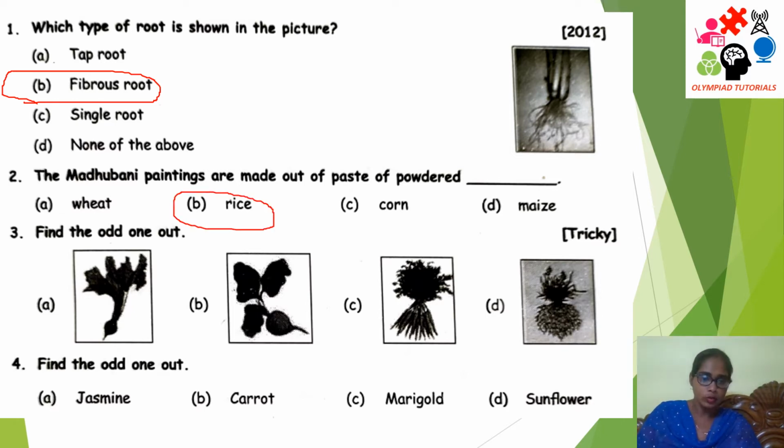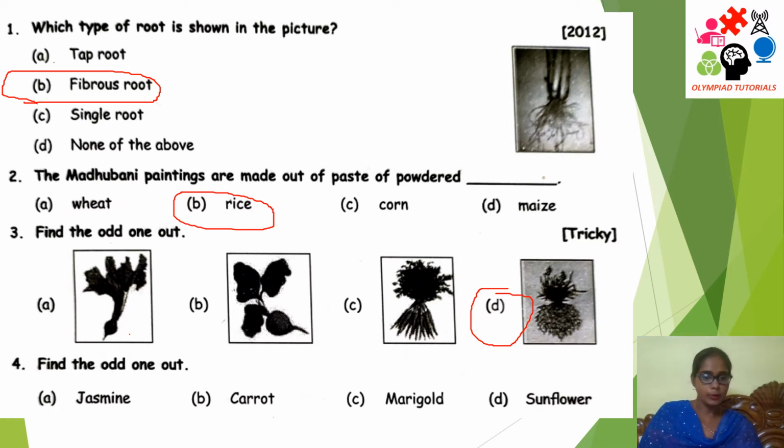Find the odd man out. If you see all the four pictures, the first three pictures, I think this is a turnip, second is also a turnip or radish you can say, and C is carrot. But the fourth picture is of grass, and here you can see the roots are fibrous in picture D, and the rest three are tap roots. So here the odd man out is going to be option number D.